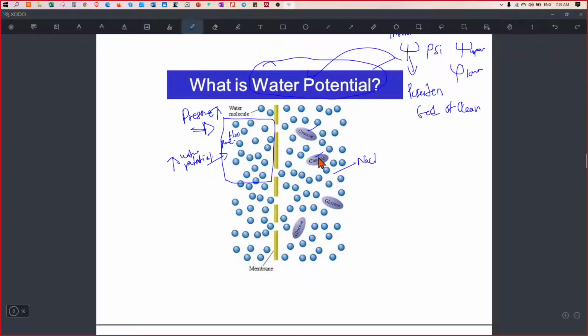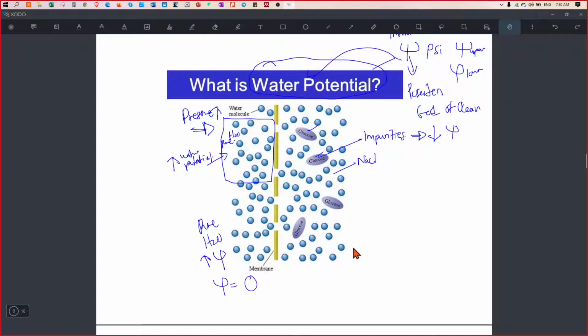So whenever you have impurities, this will lower water potential. It's no longer pure. The moment it is without anything else, pure H2O, it has high water potential. Pure water without any pressure acting on it has a water potential equal to 0.